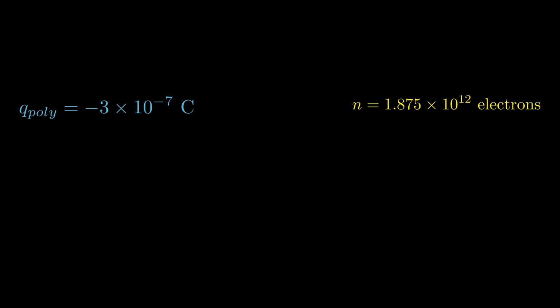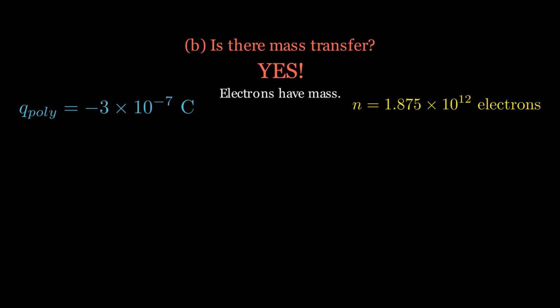Part B is an interesting conceptual question. Is there a transfer of mass? The answer is yes. We often treat electricity as weightless energy. But electrons are physical matter. They have a mass of 9.1 times 10 to the power minus 31 kgs.